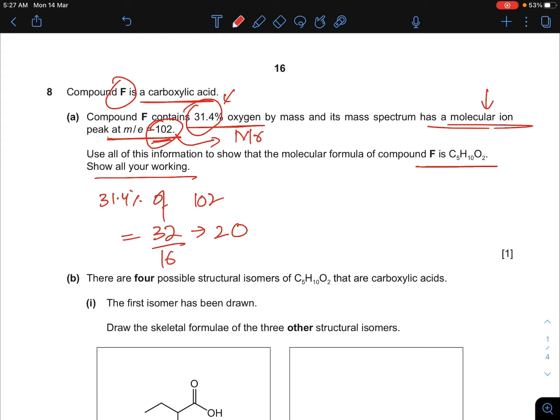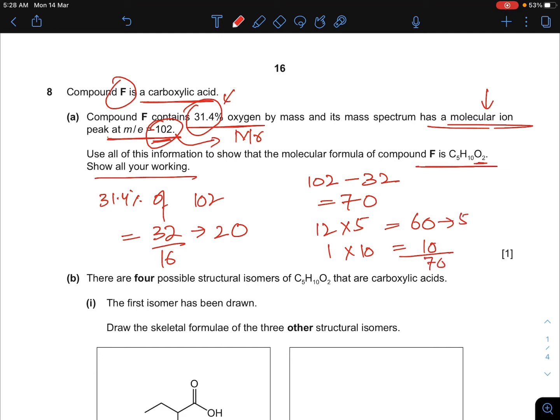So we have 2 oxygen atoms, and if we subtract the mass of oxygen from the total mass, 102 minus 32, that would be 70. So 70 means 5 carbon atoms, that would be 12 times 5, 60, and 10 hydrogen atoms, 1 times 10, so that equals 70. So 5 carbon atoms and 10 hydrogen atoms. The molecular formula would be C5H10O2.